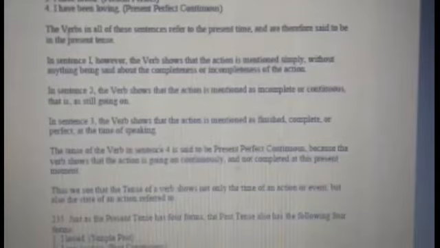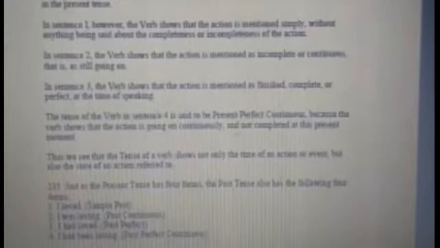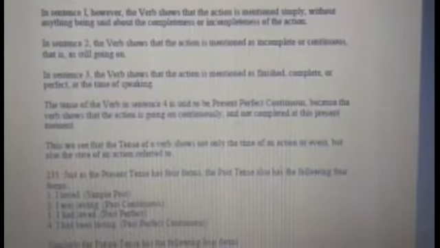Next, here in this sentence, I love, this is simple present. I am loving, present continuous. I have loved, present perfect. I have been loving, present perfect continuous. Okay, these are the examples for these four types. The same examples are given for the other tenses also. For simple present, I speak, present continuous, I am speaking. Simple present, you speak, present continuous, you are speaking.